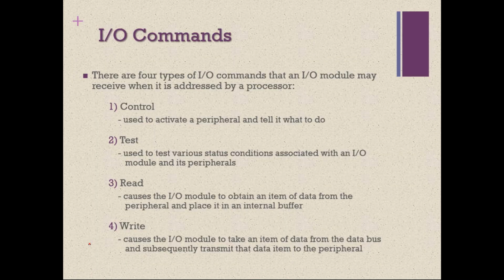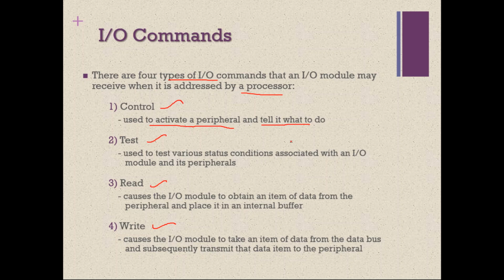Okay. So there are four types of command that an IO module may receive from the processor, or we can say that the processor may issue four types of command to the IO modules. What are they? Control command, test command, read command, and write command. Control command is to activate a peripheral and to inform it what to do. Control means it's a control operation, whether you want to perform a read operation or a write operation. Peripheral means IO device, and the command says what operation it is supposed to do.